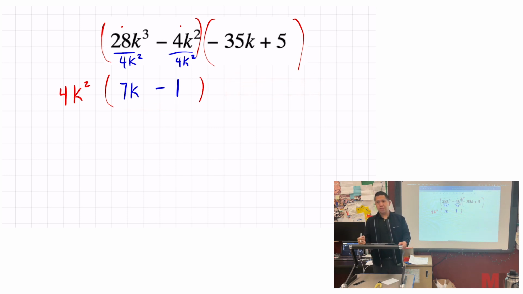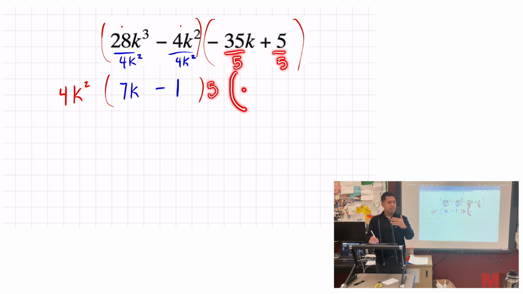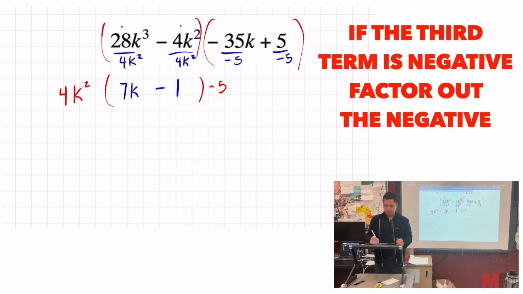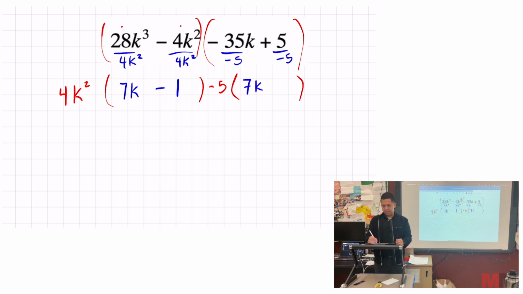35 and 5. What can you take out? What can you divide? 5. 35 and 5. If you just take out a 5, right? This is going to be what? Negative 7k, which does not match this. So instead of just a 5, negative 5. And then what are you left with? 7k minus 1. And here's your checkpoint.